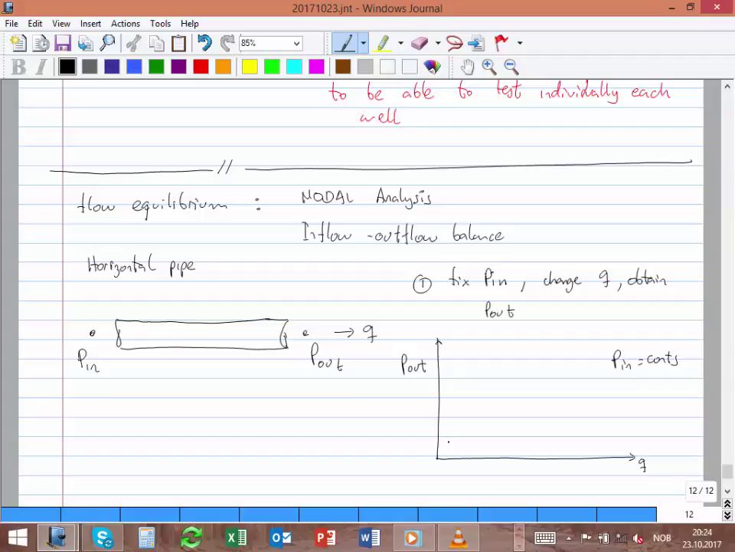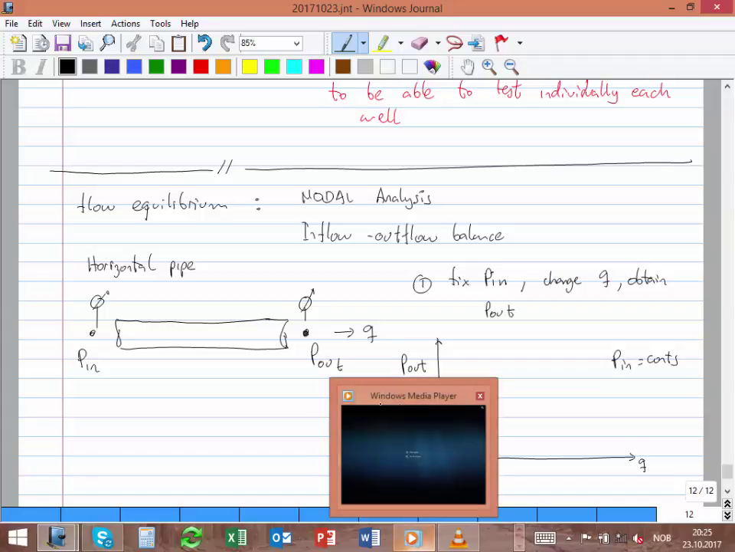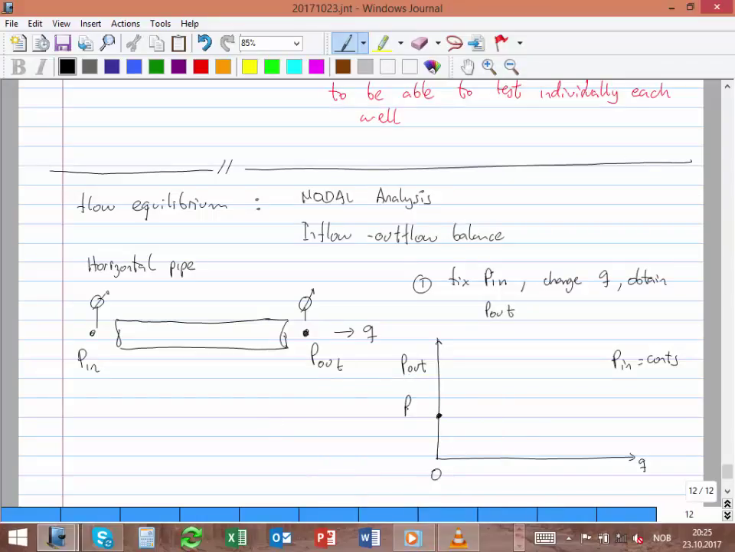No, the P out that I'm measuring here. I have a pressure gauge. If I have no rate, what pressure should I measure in P out? No, the same as P in, right? Because I have no flow. And there is no elevation in the horizontal pipe, right? So here, when Q is equal to zero, I have P in, okay?